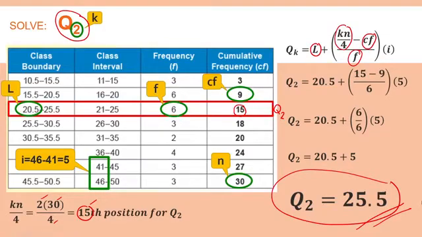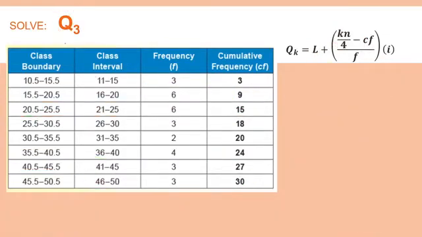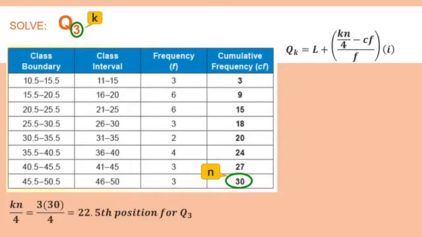Now let's go to the third quartile. So we are now having K is equal to 3 and N is equal to 30. So using Kn over 4, you will have 3 times 30 divided by 4, you will have 22.5. So locate 22.5 in the CF column. What is the number for the CF for 22.5? 24, sir. So this will be the location of our third quartile.